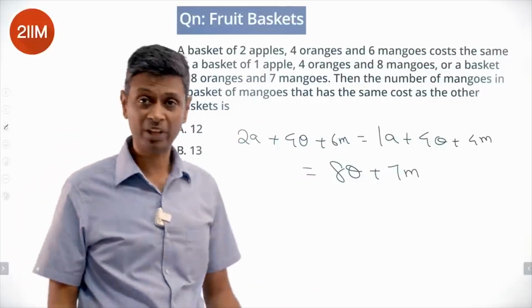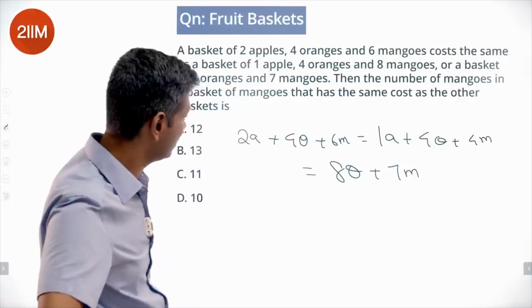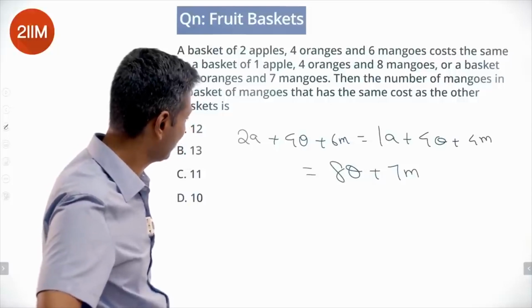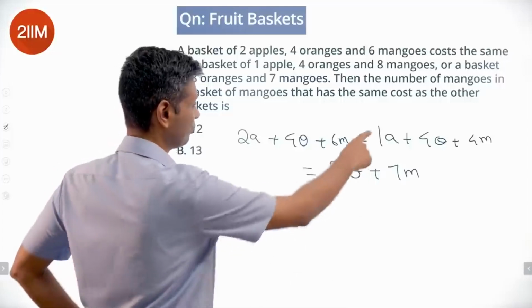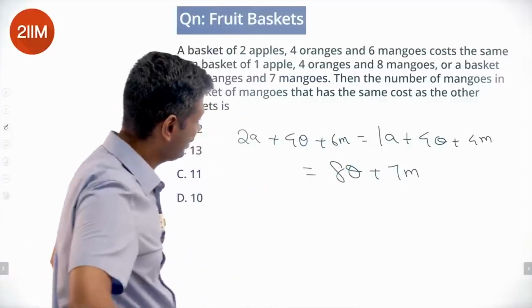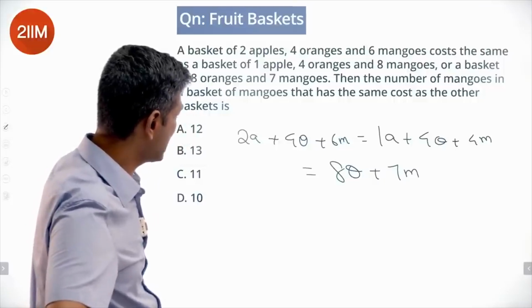We have to get each in terms of the other. Let me see which equation works best. There's no apples at all in this. That should be a help. 8 oranges plus 7 mangoes. I'm going to double this. I want to have 8 oranges and 7 mangoes. 6 plus 4, 10. 4 plus 4, 8.